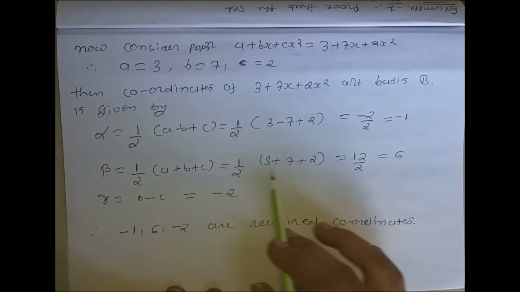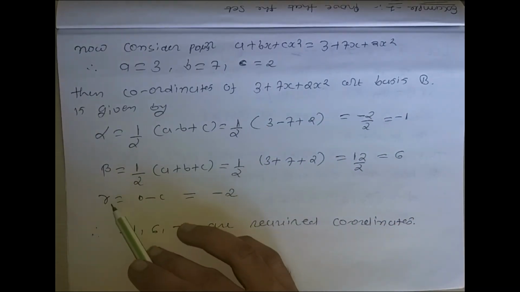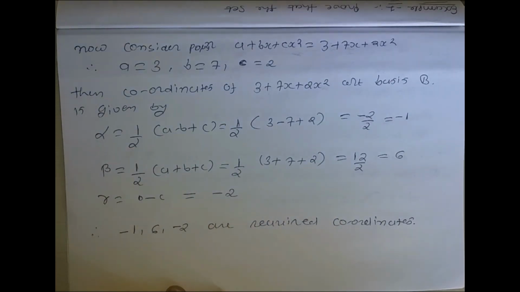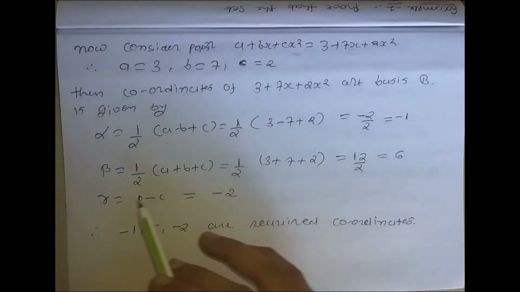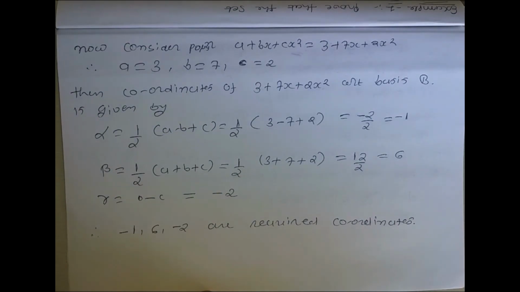This is simple division. Now again gamma is equal to minus c. So this is equal to minus 2. So we get the value of alpha is equal to minus 1, beta is equal to 6, and gamma is equal to minus 2. So minus 1, 6 and minus 2 are the required coordinates with respect to basis b.